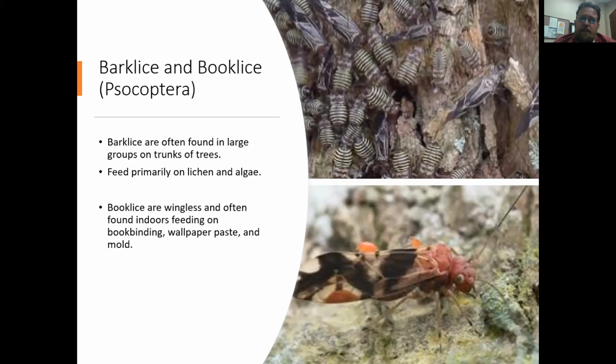The other side of this group are the book lice. They are quite a bit smaller and wingless, and tend to be found indoors. My wife is a librarian, so they're her worst nightmare because they like to feed on things like book binding or wallpaper paste and things like that. That's where they get the term book lice.